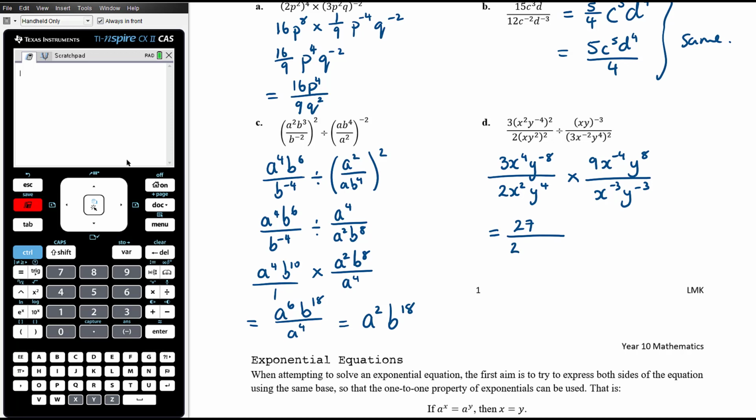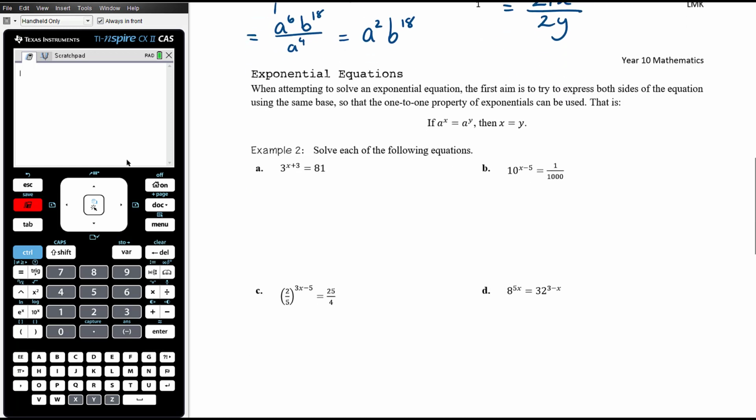x squared times x to the negative 3, so that's x to the, adding them, 2 plus negative 3 is negative 1. And y to the 4 times y to the negative 3, we add 4 and negative 3 to get positive 1. Okay, so we've got a negative power here, so it needs to actually be on the numerator. So what we actually have here is 27x over 2y. 27 on 2 doesn't simplify, everything else is simplified. Okay, so just an understanding of your index laws.